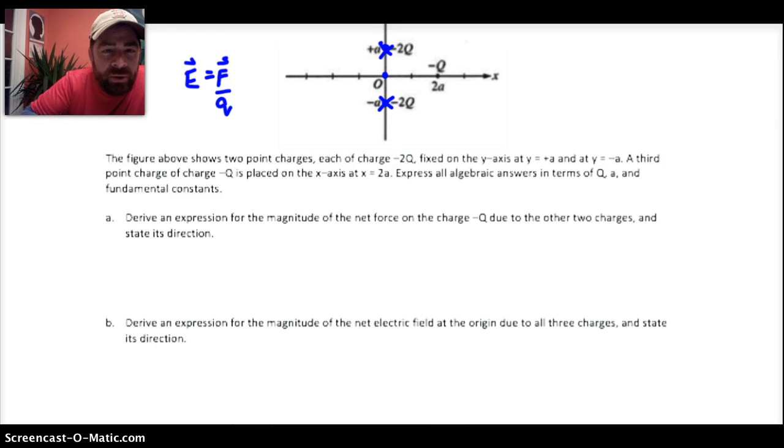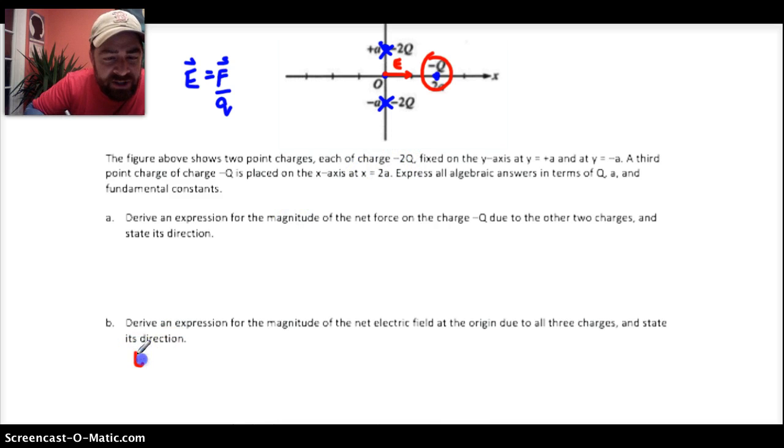So the only electric field is going to be due to this charge over here, negative q. If I were to put a positive test charge at the origin, that would be pulling that test charge to the right. So we know that the electric field and the electric force will be rightwards at the origin, and it will only be due to the contribution of the negative q charge at position 2a.